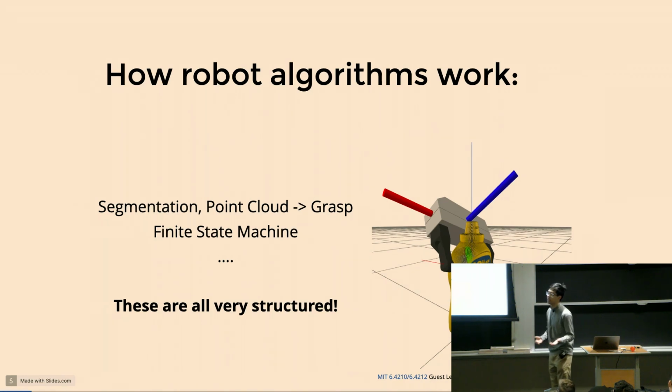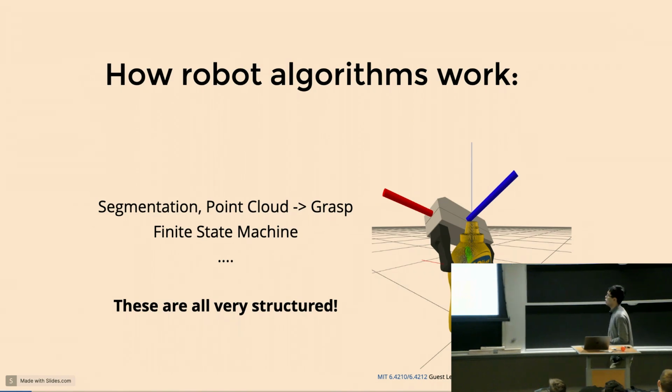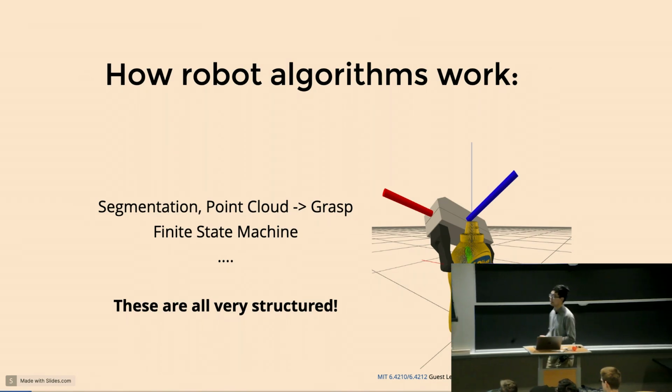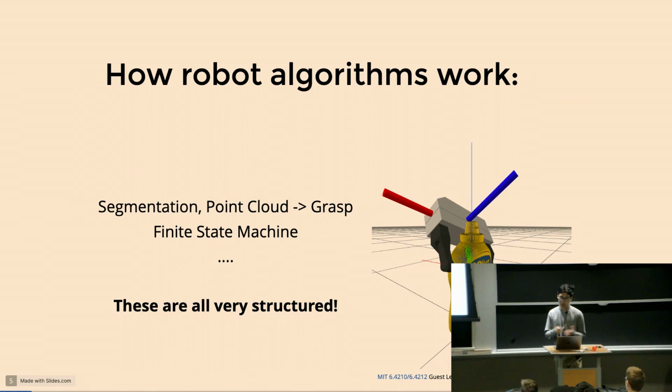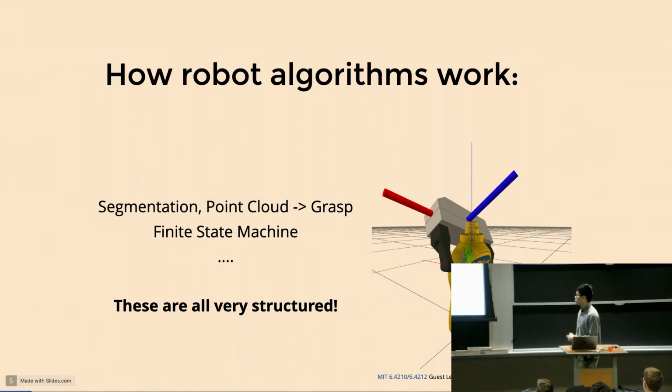Russ also talked about finite state machines in previous lectures, which allow robots to execute a graph of tasks throughout its task execution. So these are all very structured algorithms. Every algorithm has very structured inputs, very structured outputs. For example, grasp planning means taking segmentation and point cloud and outputting a grasp pose.